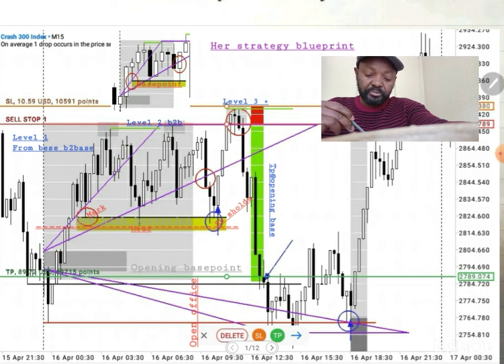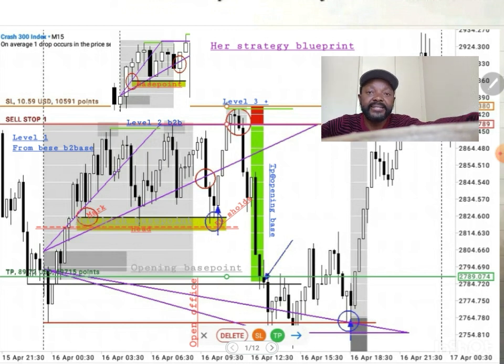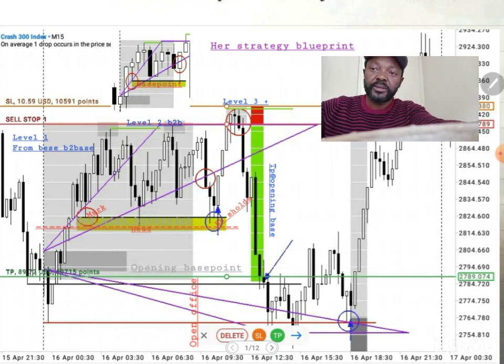So we trade drop, base, drop, and then we trade from here. We trade rally, base, rally, and we hit our take profit. That's how it's going to be. That is her strategy.